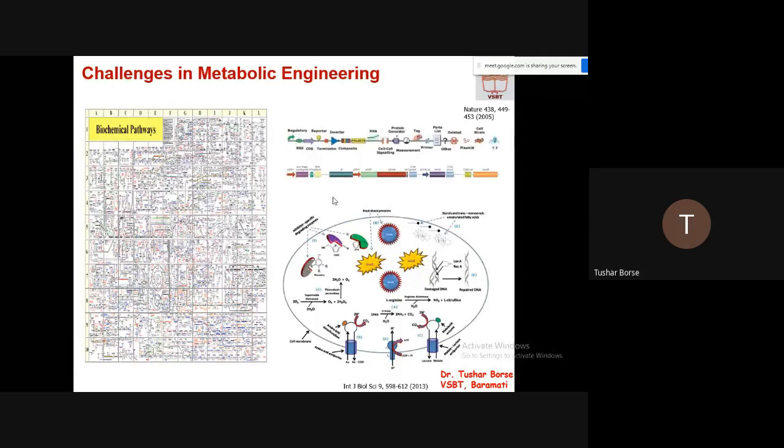We have already learned quite a bit, but then I will be taking you across the cellular metabolism in a different way to understand what kind of complexity you may come across, or what kind of hurdles or challenges you may come across if you are thinking of going for metabolic engineering. I think these pictures are self-explanatory.